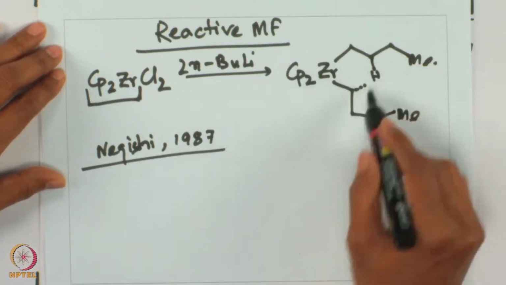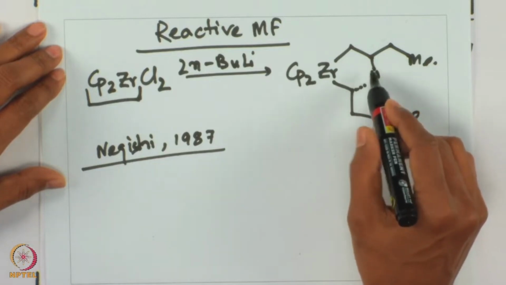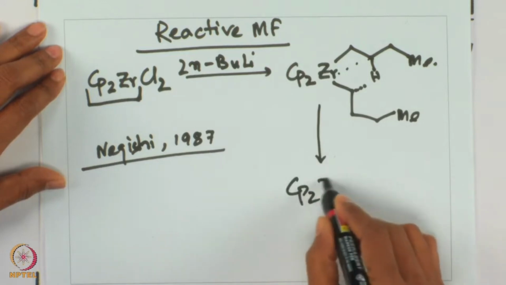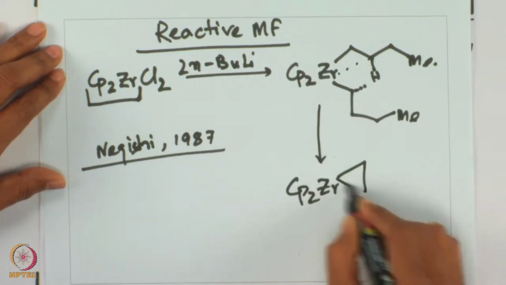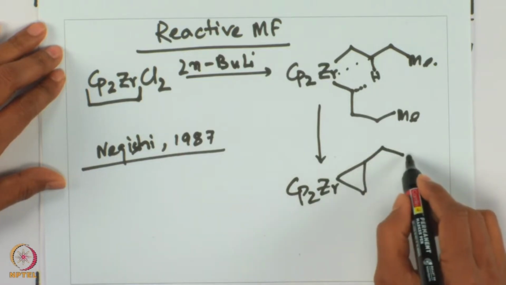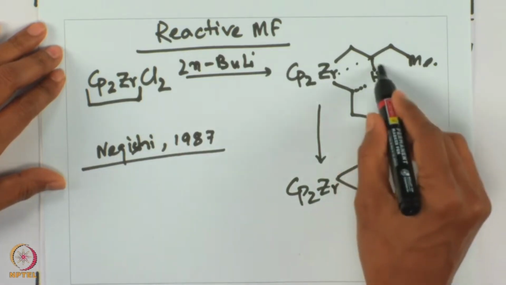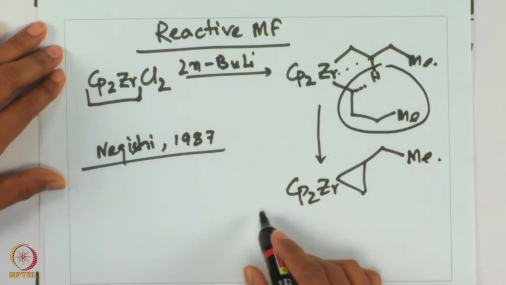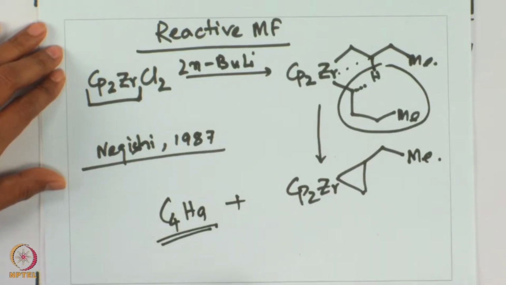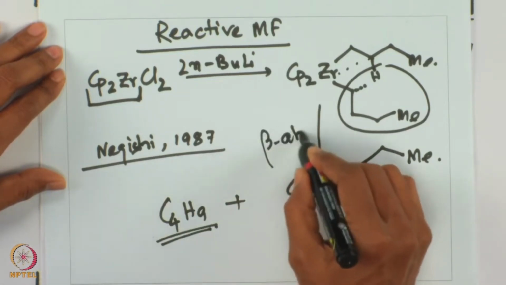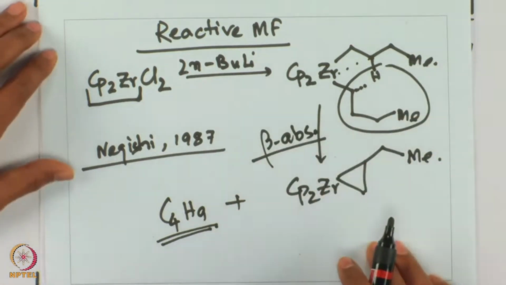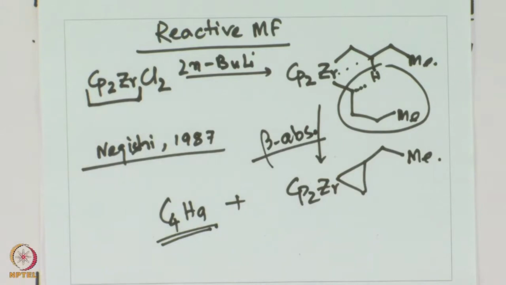From here on, a beta abstraction at this position will give rise to the intermediate formation that we will see, Cp2 zirconium and then a cyclopropane intermediate utilizing zirconium and your ethyl part over there. Overall, from this part you will get the C4H9 formation, which is the alkane formation from there. So, this is the beta abstraction intermediate that gives rise to this zirconium Cp2 and the cyclopropane intermediate.